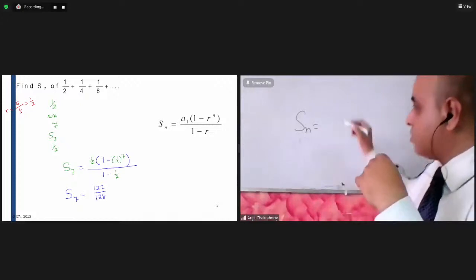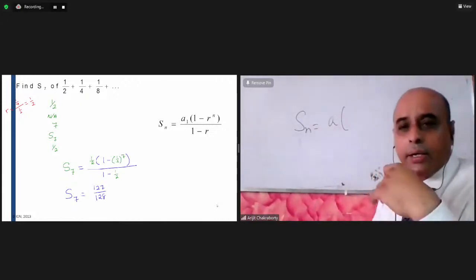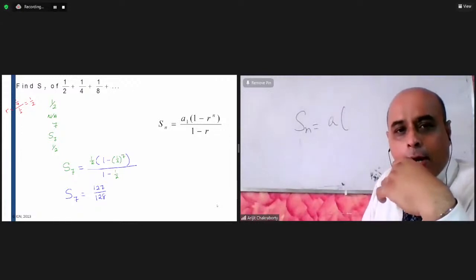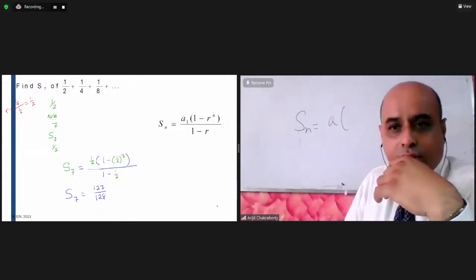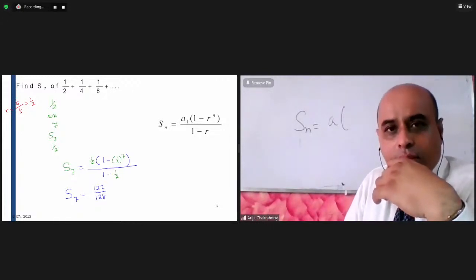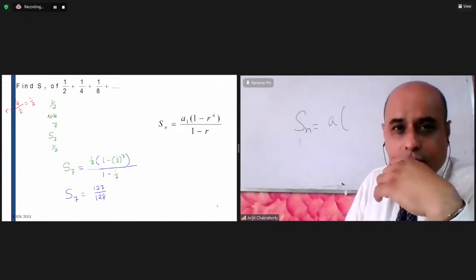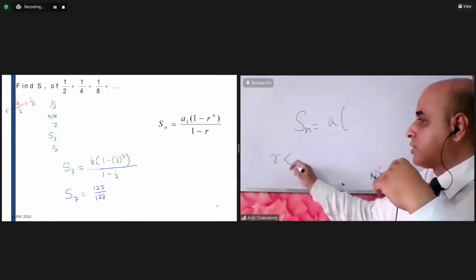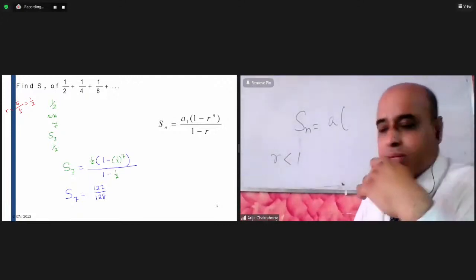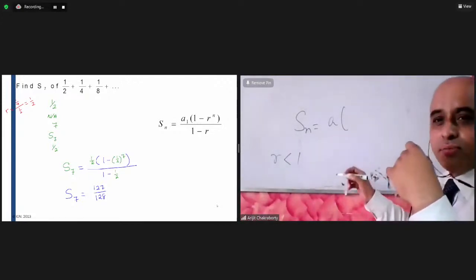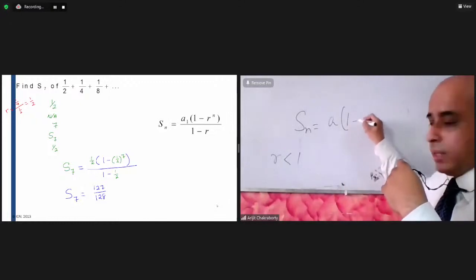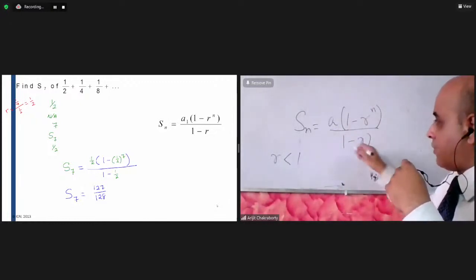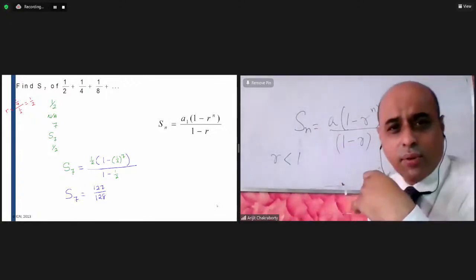First term is A, so we write A. Now if R is less than 1, R can be a ratio, can be a fraction. So if the common ratio is say a fraction, say 1/3, 1/5, 1/10, then it becomes a fraction. In that case, we will use the formula A(1 minus R to the power n) divided by 1 minus R, if R is less than 1.